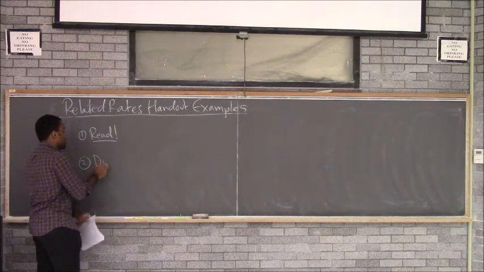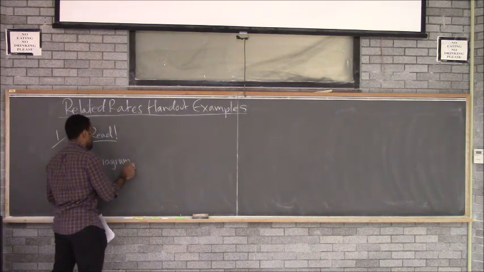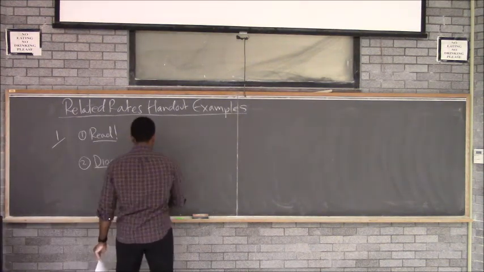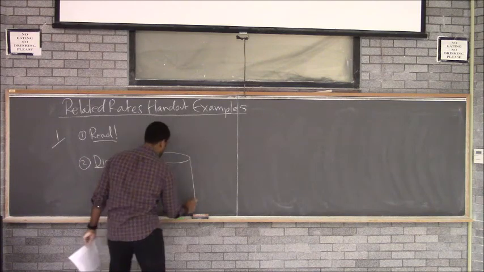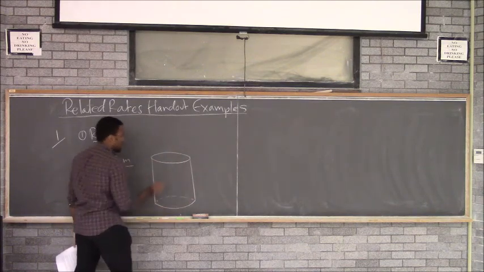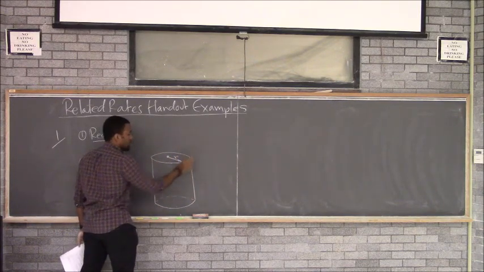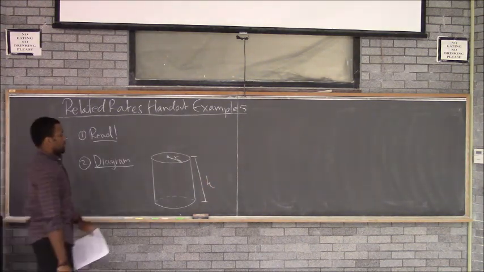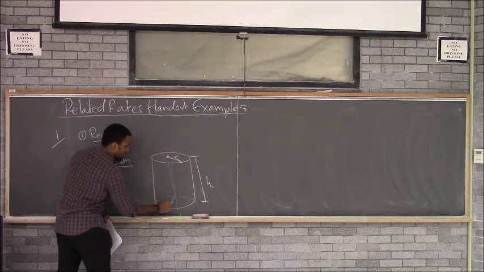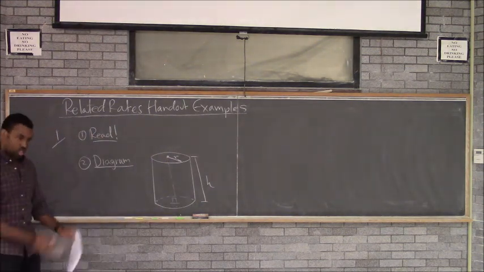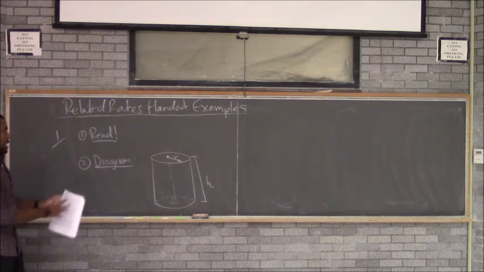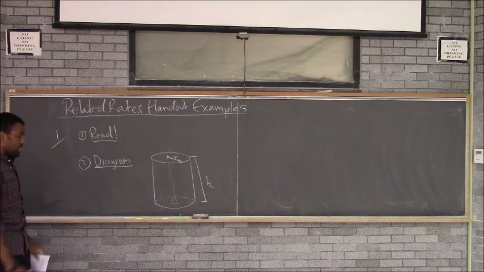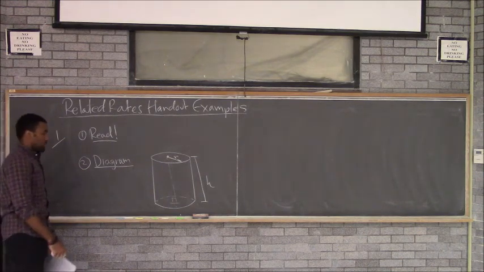Step 2 is we're going to draw a diagram of the situation. So this is a right circular cylinder, so I know it looks like this. I know the radius is going to be the number here, the height is going to be the number here. Right circular cylinder means that the axis is perpendicular to the base, so it's just a straight up cylinder. Now the radius is increasing and the height is increasing, so it's getting longer and it's getting wider at the same time, for whatever reason.